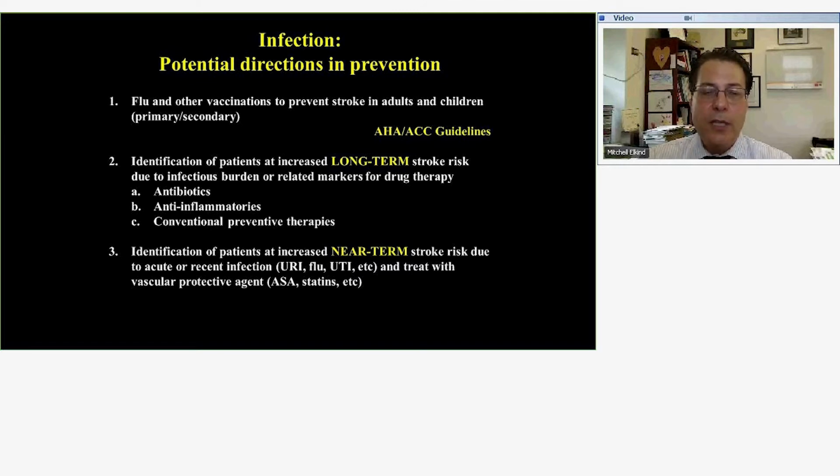And then thirdly, we could identify people who are at increased short-term risk due to having a recent urinary or respiratory or other infection, and do similar things with them, put them on aspirin, statins, etc., to prevent their going on to have a vascular event. So these things, I would suggest, are potential avenues for future clinical trials rather than proven things right now.